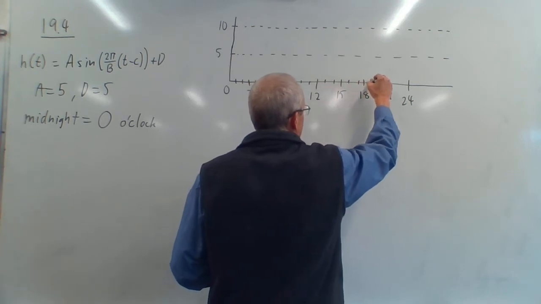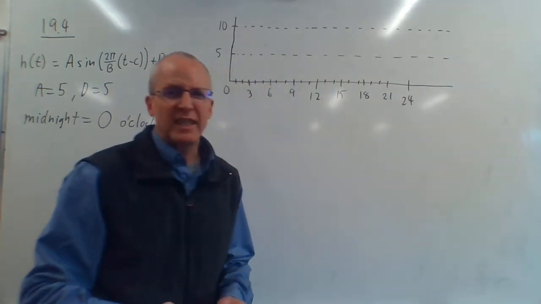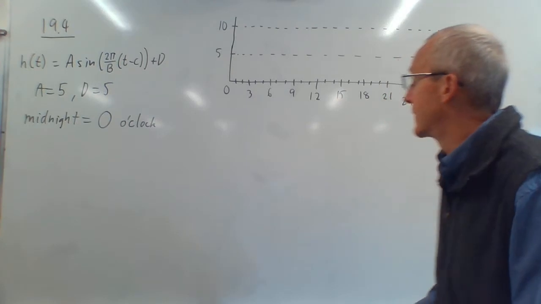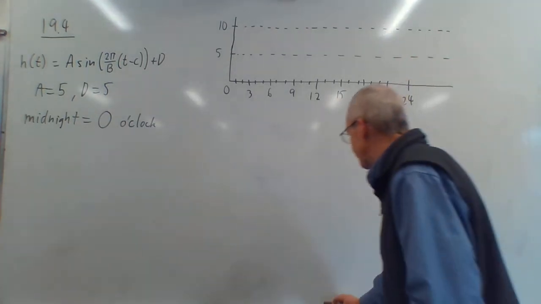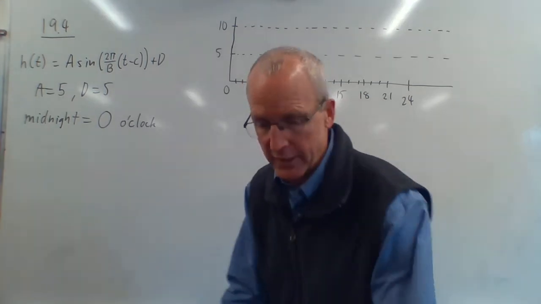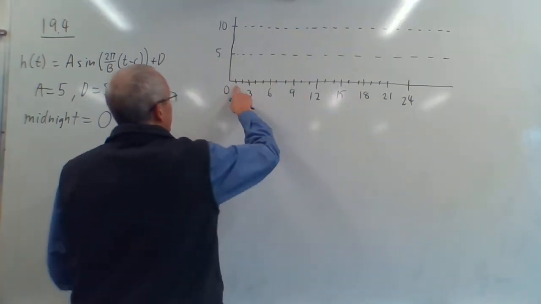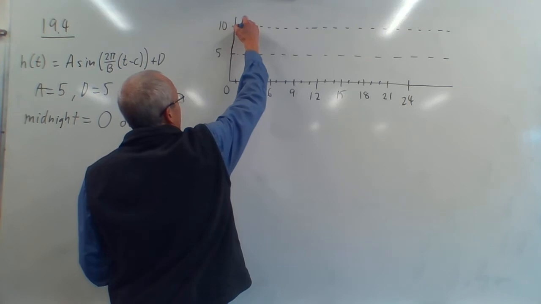Okay. It's kind of awkward doing 3s, right? You kind of have to guess what a third is. All right. So, at 1 o'clock, it's high tide. So, I'm going to use a different color here. So, 1 o'clock is right here. It's all the way up here.